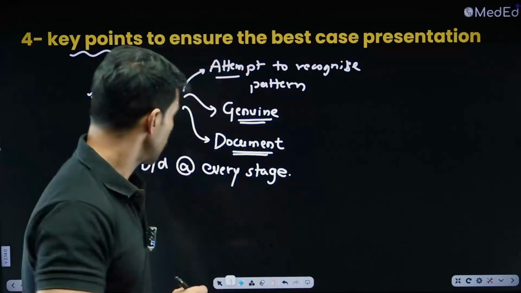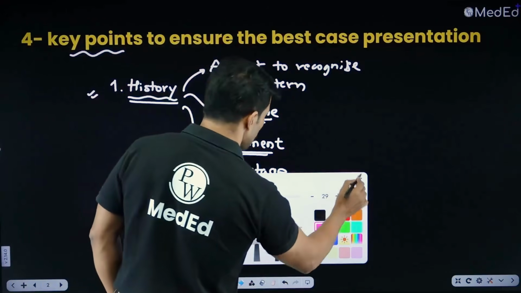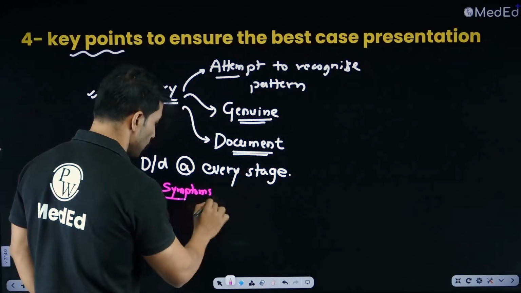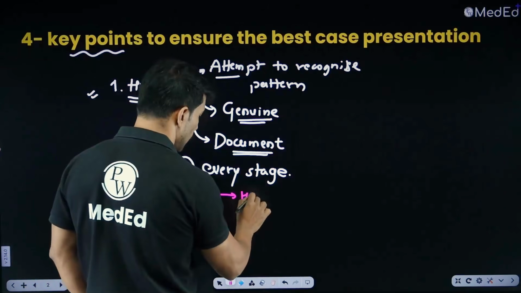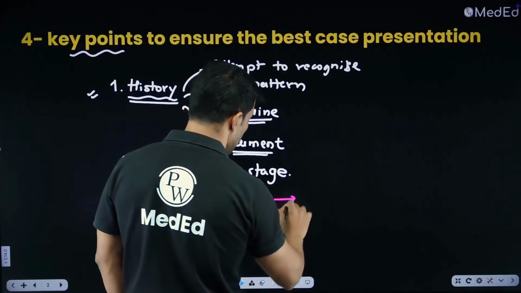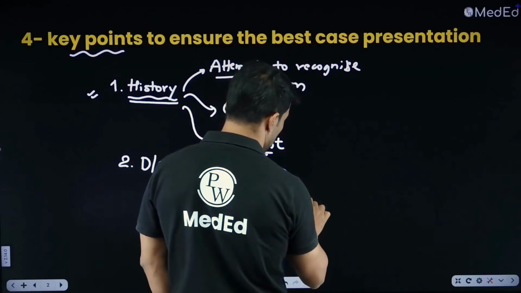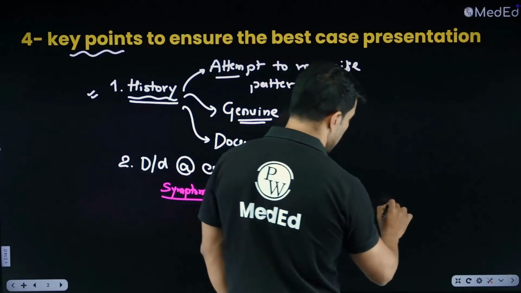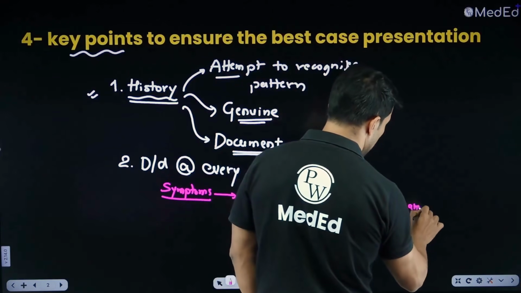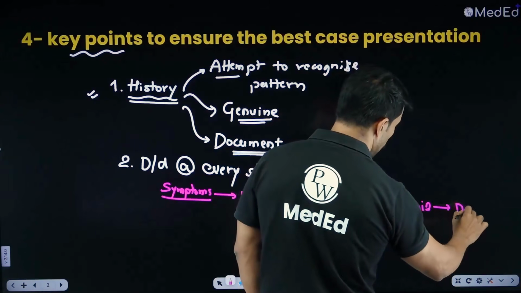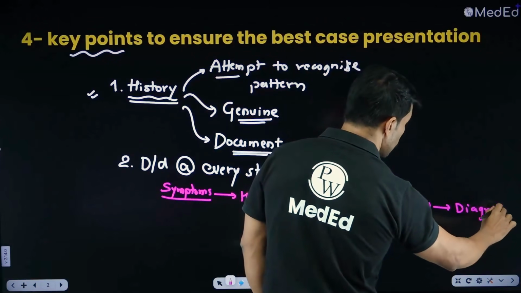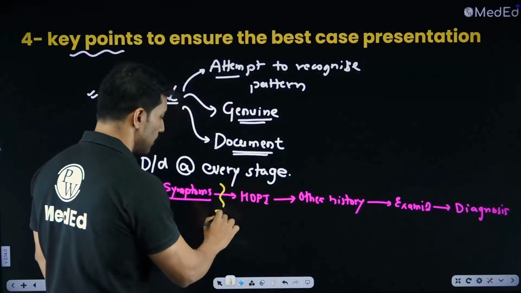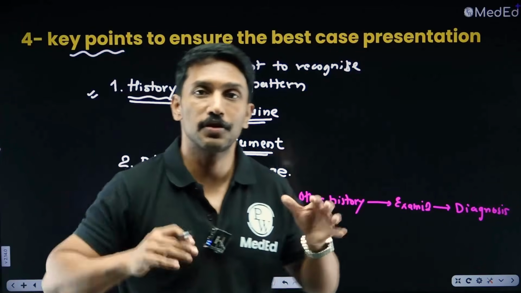Because our journey from symptom to diagnosis starts with symptoms, right? Or what you call presenting complaints. Then we go to HOPI, history of presenting illness, to other history, right? Like past history, drug history. Then we eventually go to examination, the general physical examination, and then relevant systemic examination. Finally, we come to diagnosis. So at every stage, you have to stop and think about differential diagnosis. So at the end of symptoms itself, stop and think about differential diagnosis. Like, what are the possible differentials for this particular symptom?